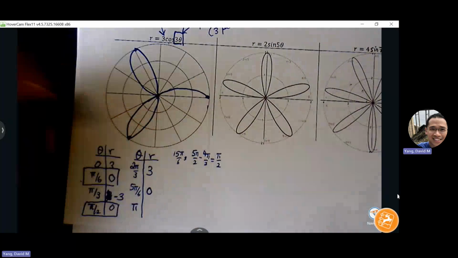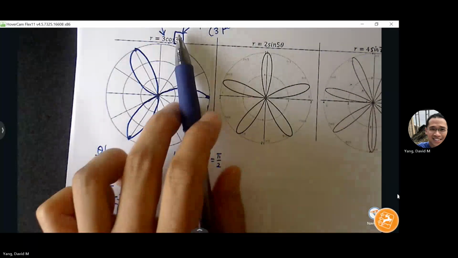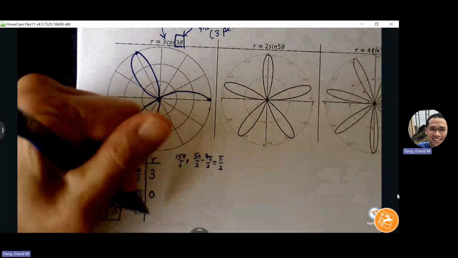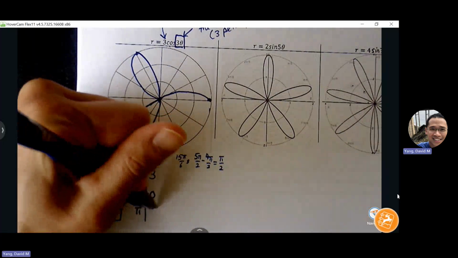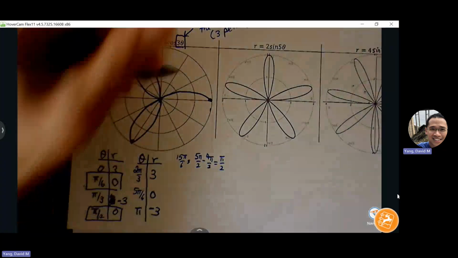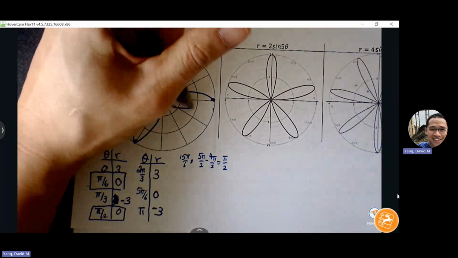Now at pi, cosine of 3 pi is the same thing as cosine of pi. Cosine of pi is -1. -1 times 3 is -3. So at pi, it's going to go in the opposite direction. So that's going to allow for the graph to close off.